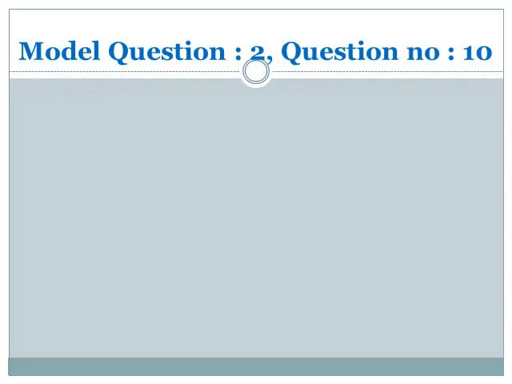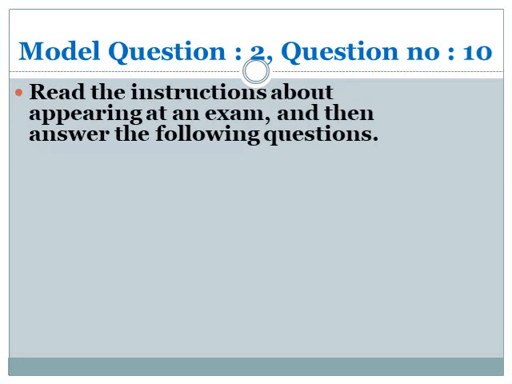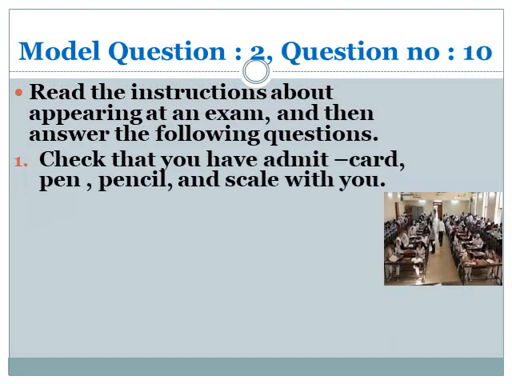Model question 2. Question number 10. You know that in question number 10, you are given some instructions, and after the instructions, three questions are given, and the questions are based on the instructions, and you have to read the instructions and then answer the questions. So here are some instructions about appearing at an exam. Do you know the meaning of appearing at an exam? Appearing at an exam means to take part in an exam.